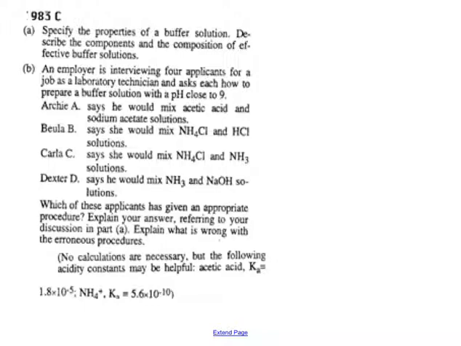Specify the properties of a buffer solution. Describe the components and composition of an effective buffer solution. So what's a buffer? A weak acid and its conjugate base, or a weak base and its conjugate acid. What's the point of a buffer? It resists changes in pH. And then effective, what would be the most effective buffer? When pH is equal to the pKa, so therefore that means that the concentration of acid is equal to the concentration of the conjugate base.